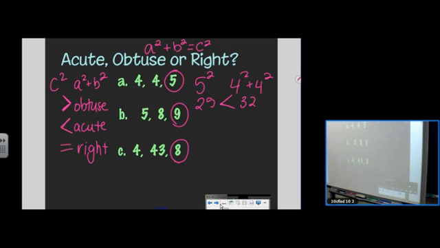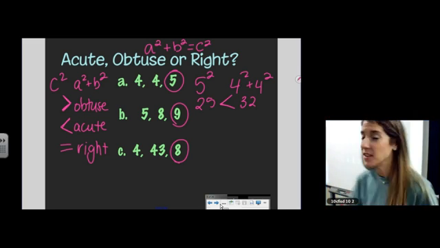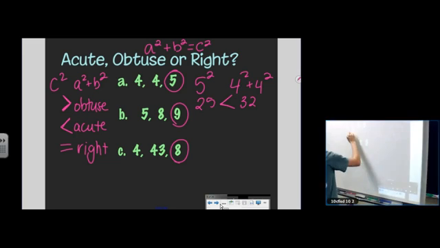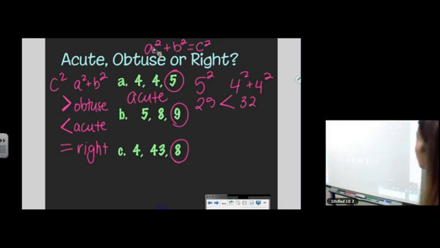So I put my sign like that. Now look at that sign. That is a less than sign. So the answer to A is, that is an acute triangle. It's so cute. Its angles are so cute because they're less than 90.